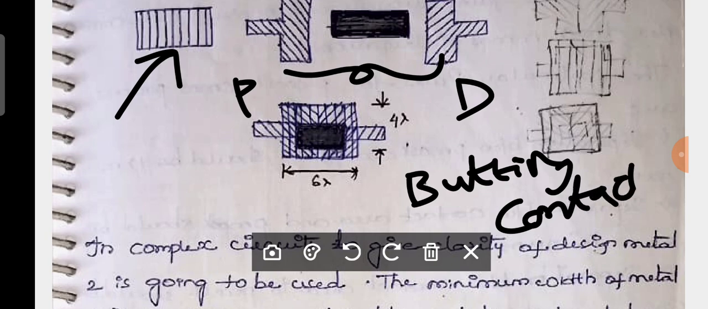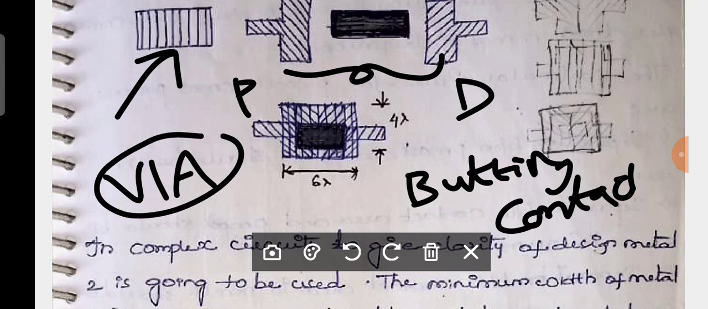Now we can observe one more contact. What is that contact? Via contact. You can observe what is meant by via. Now you know very well this popular word. When you are traveling from one source to one destination, you are having so many vias.